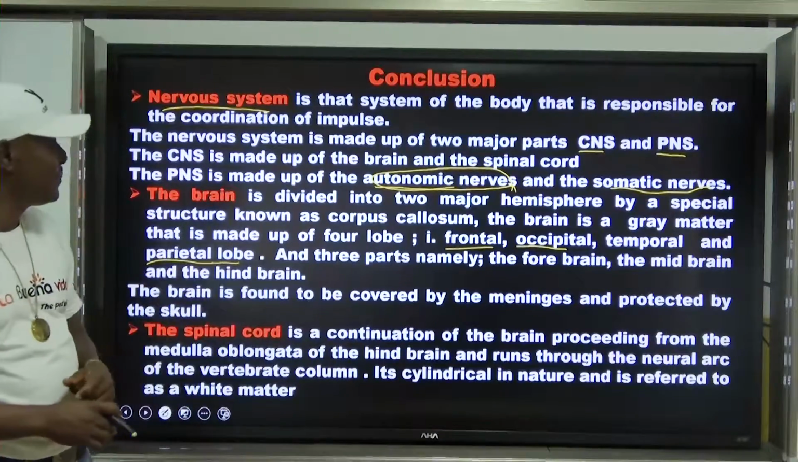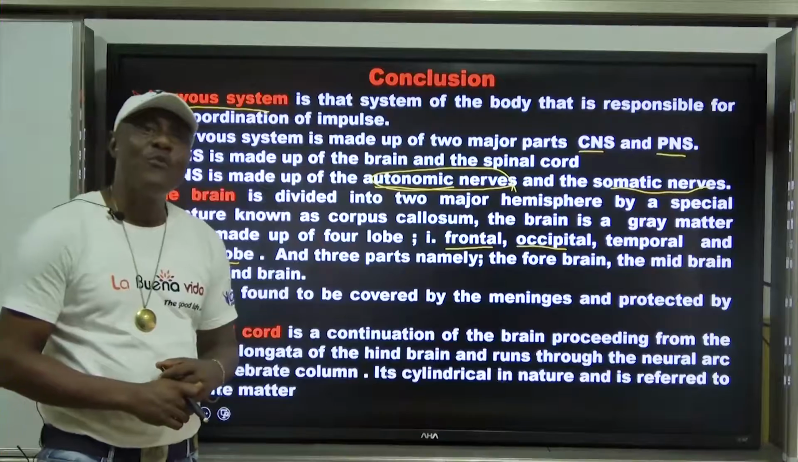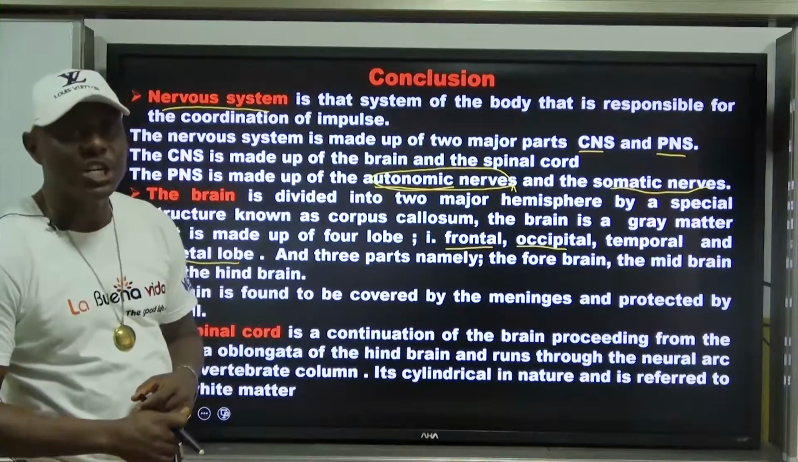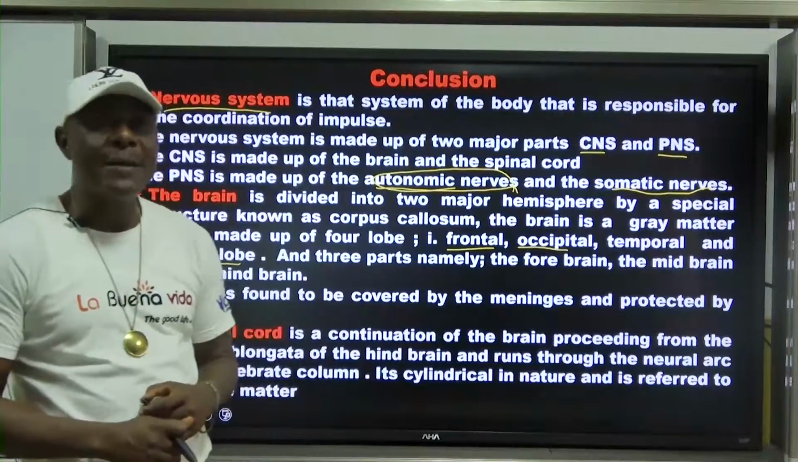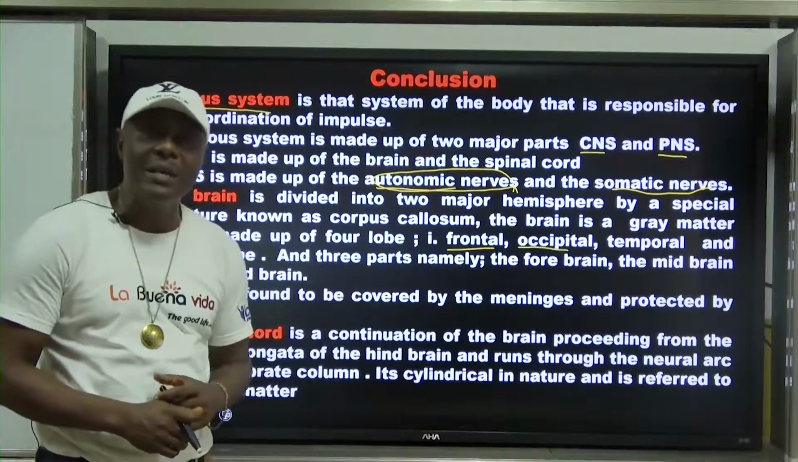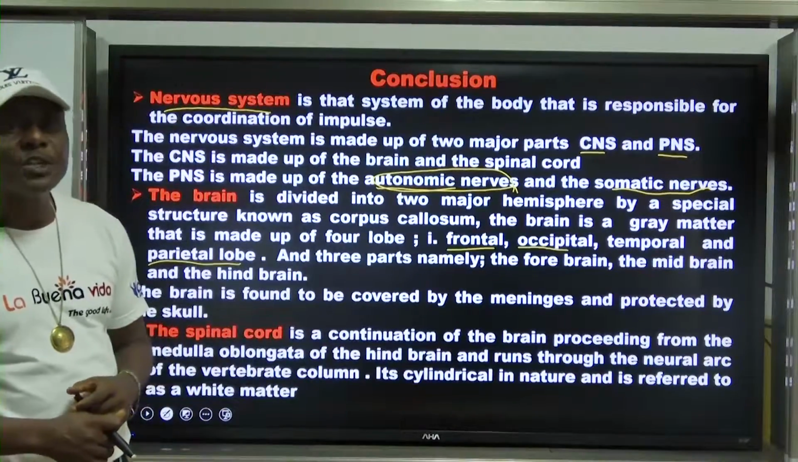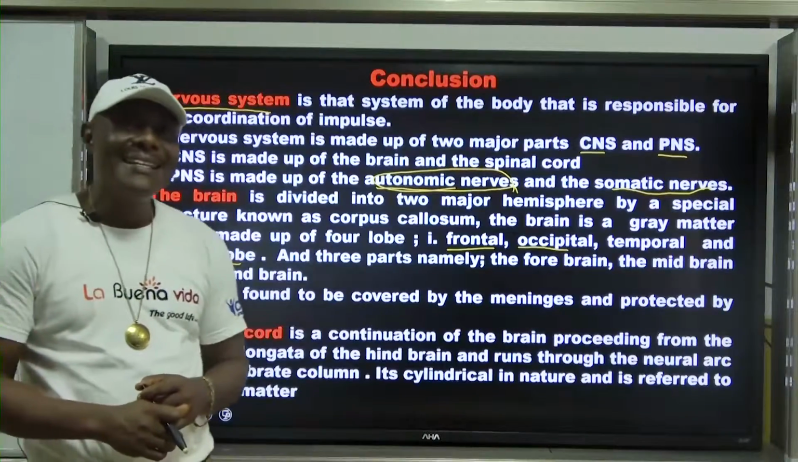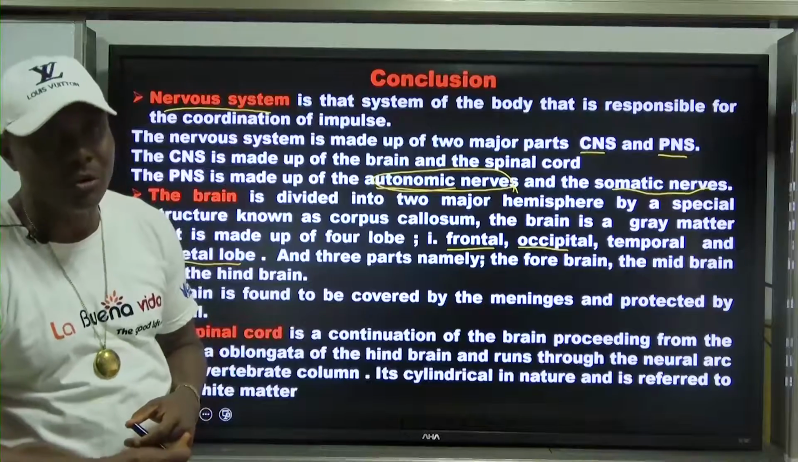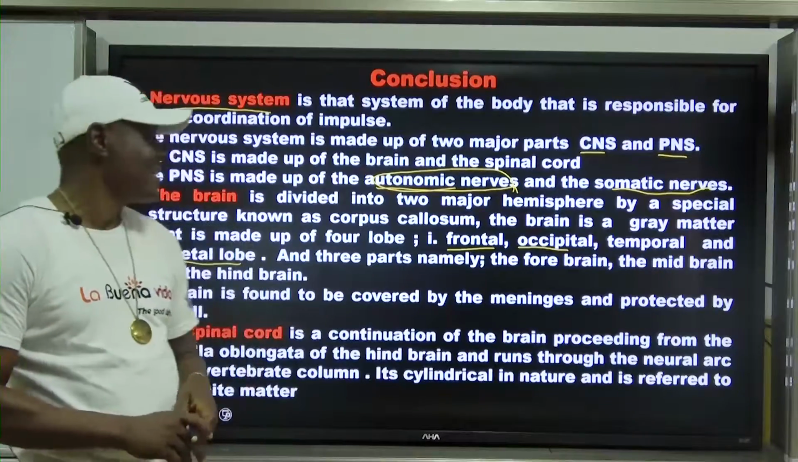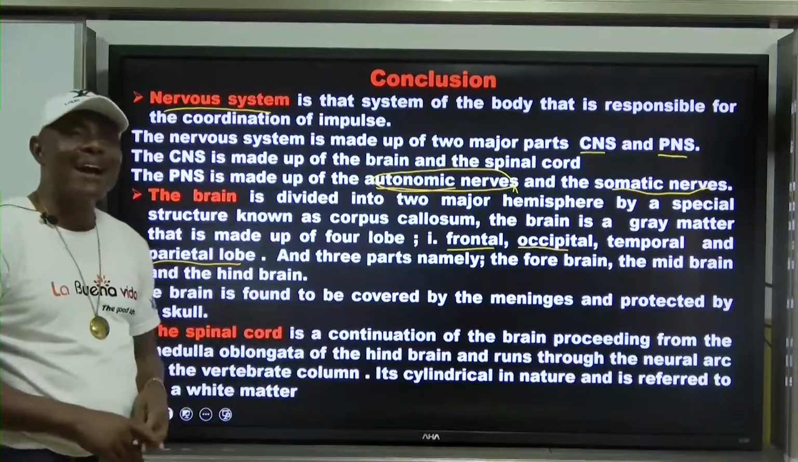I will also say that the brain is covered by meninges, a thin sheet covering the brain. The brain itself is protected in the head by a strong bone of the head known as the skull. That is the brain. We looked at the spinal cord.